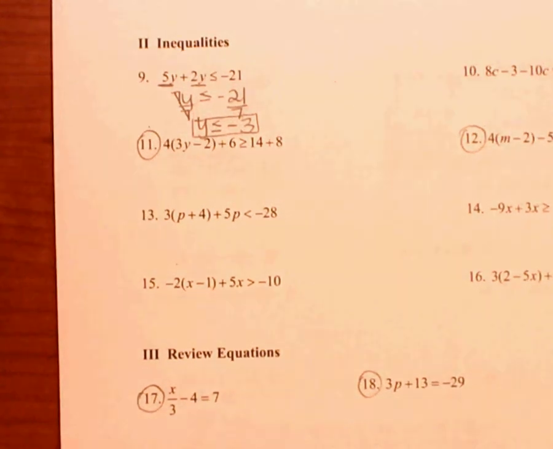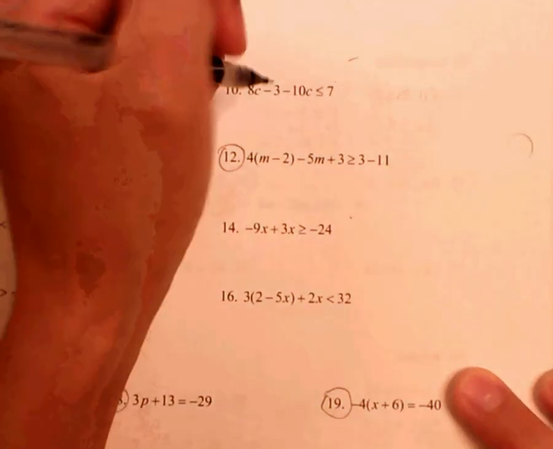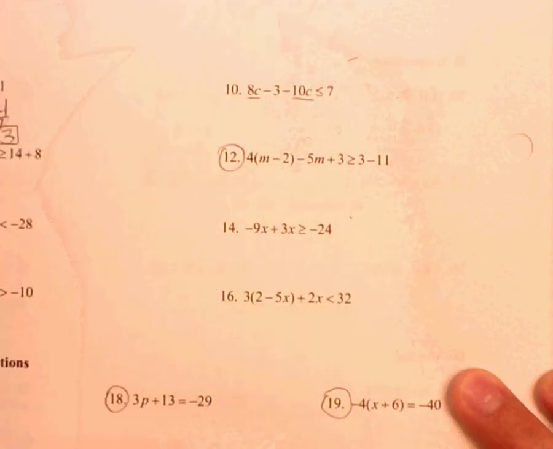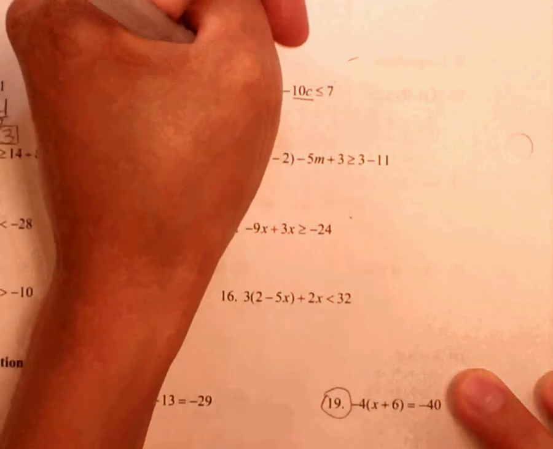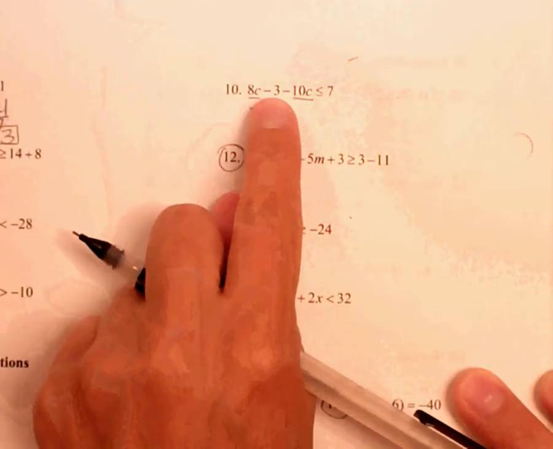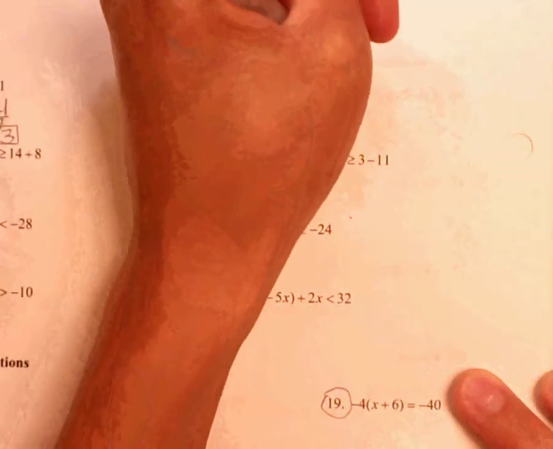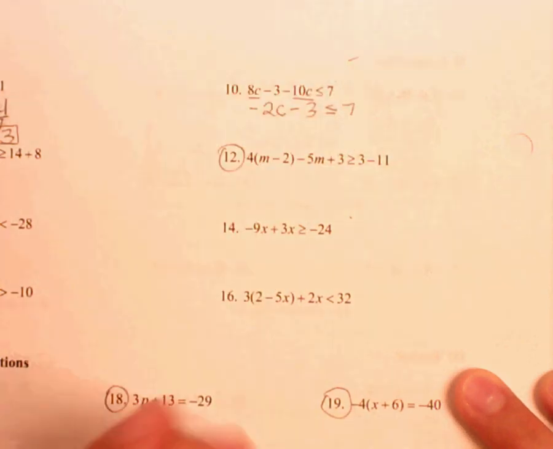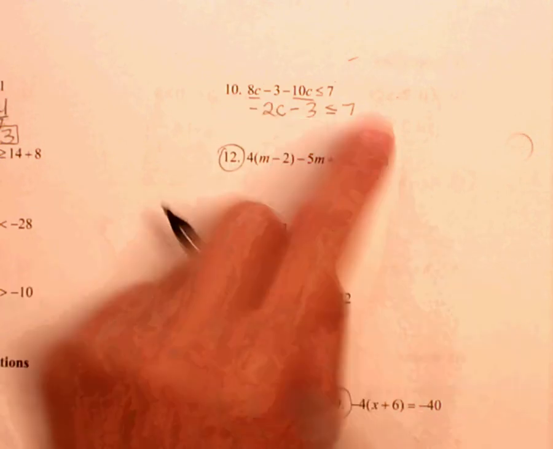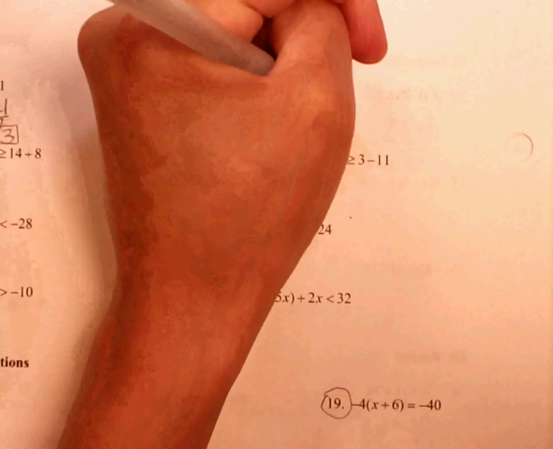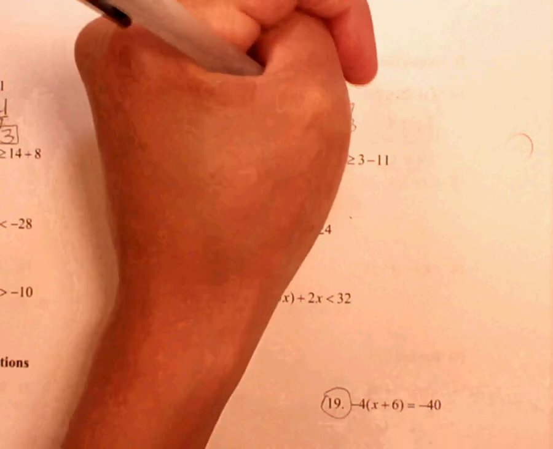Okay, I'm going to work number 10 with you. On number 10, do you see the like terms? 8c, 10c, -10c. So if we combine 8c and -10c, we get -2c. We still have the -3, less than or equal to 7. We want to isolate the -2c and add 3 to each side. So we have -2c is less than or equal to 10.